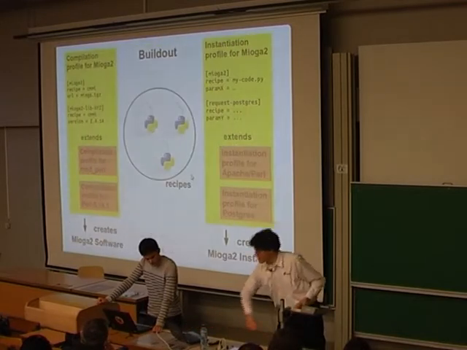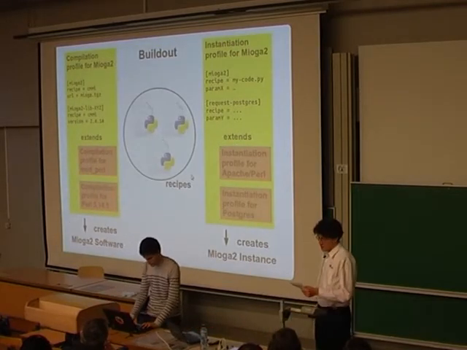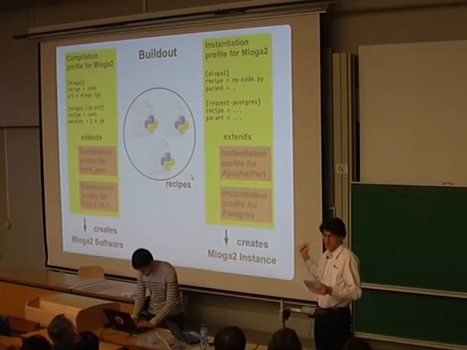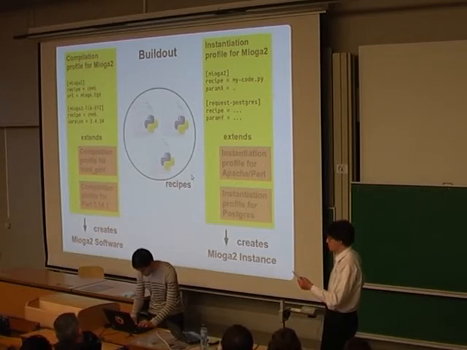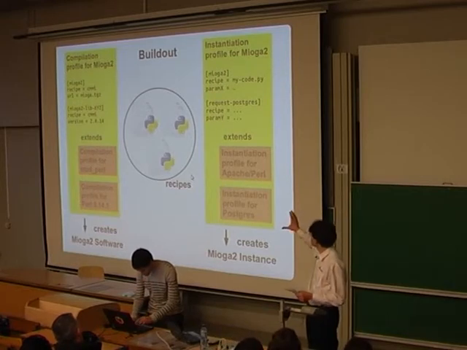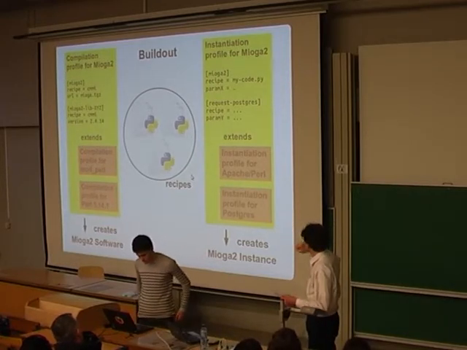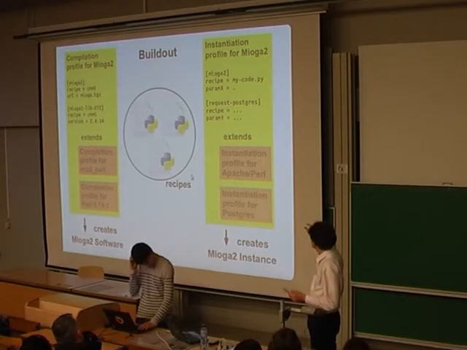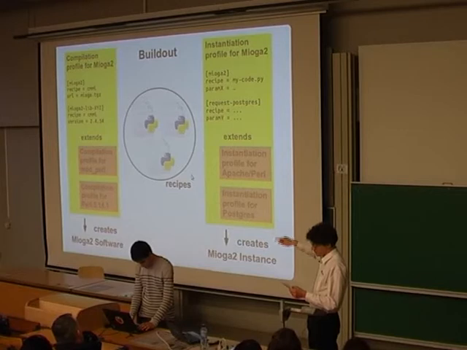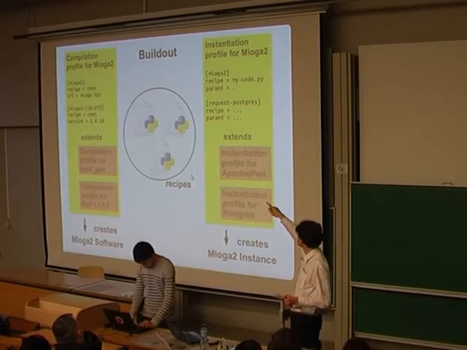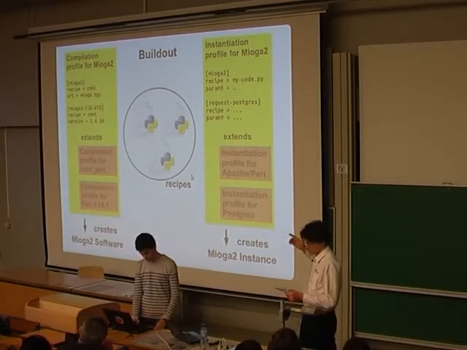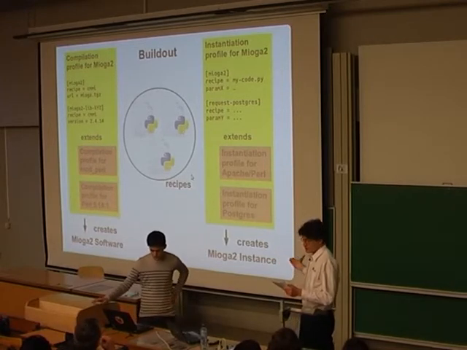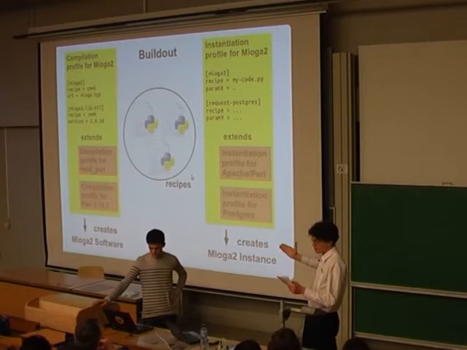Both compilation and instantiation use Buildout. Buildout is a Python system that takes care of the life cycle of the software: downloading, patching, compiling, and deployment. There is reuse of code going on at several levels. First of all, you have blocks of Python code, which are called recipes. And then in a Buildout profile, you call the recipes with parameters. So the profile is like a configuration file for running Buildout.